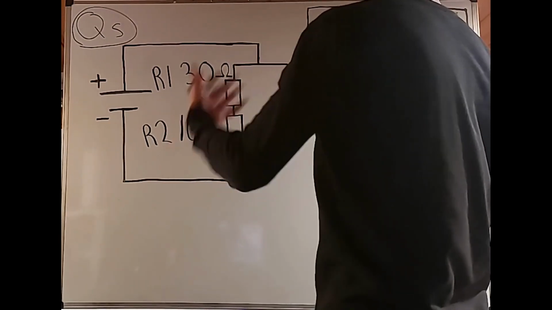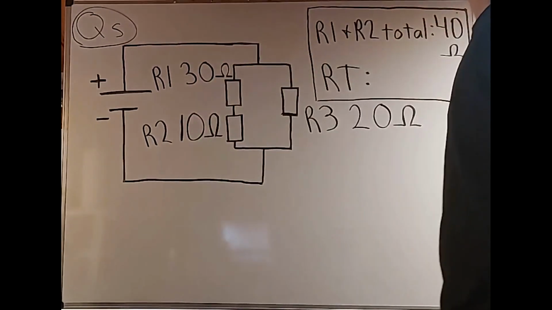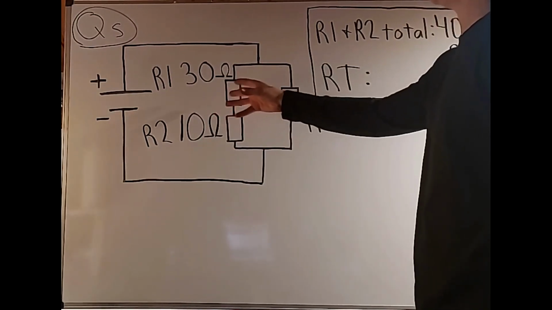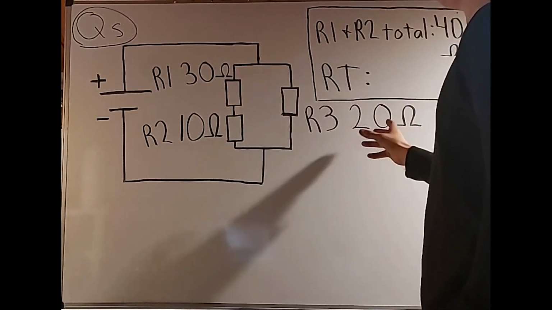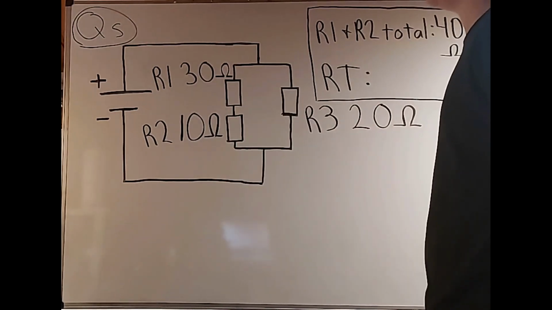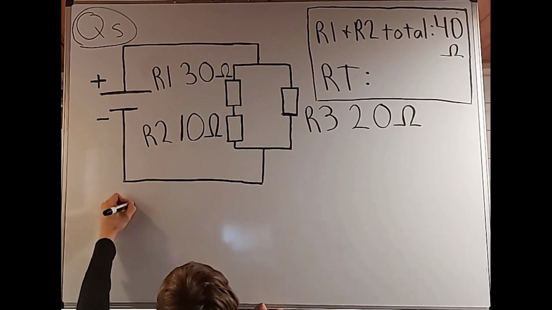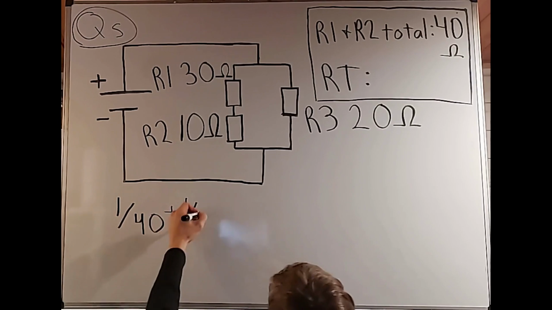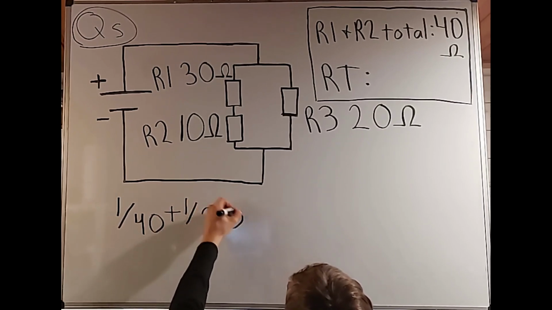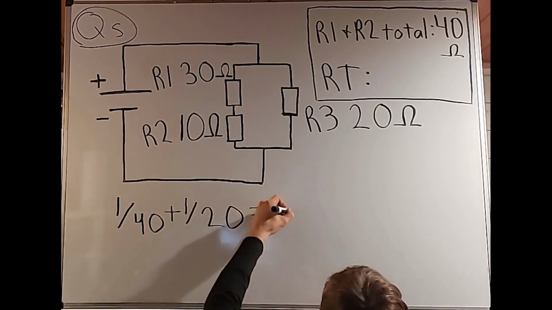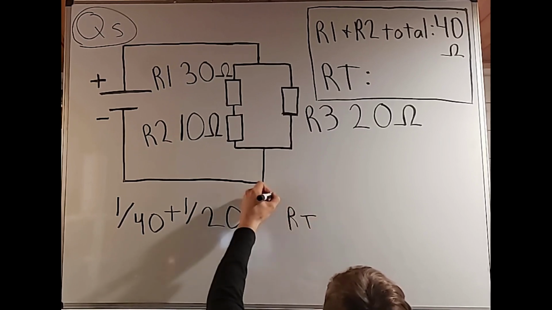So now we're going to think about it just like if this was an actual test. Now we combine these. This is 40 here, and then we have 20 here. So we have those in parallel with each other. Because of that, we're simply going to do 1 over 40 plus 1 over 20. We're going to get that total answer, and we're going to do 1 over that.